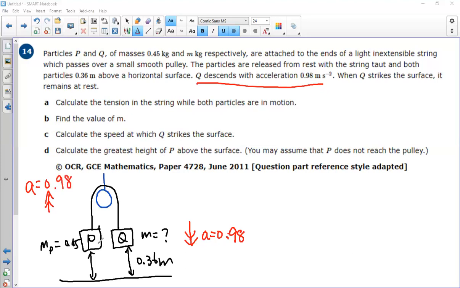Okay, so let's draw the forces on the diagram. For P, there will be weight, which is mg, so 0.45g, and the tension T going upwards. For Q, also there's a weight, which is mg, we don't know m, that's something we're looking for, and the tension T upwards. That's it. Then it says when Q strikes the surface, it remains at rest. Calculate the tension in the string while both particles are in motion. So we're looking for tension this time.